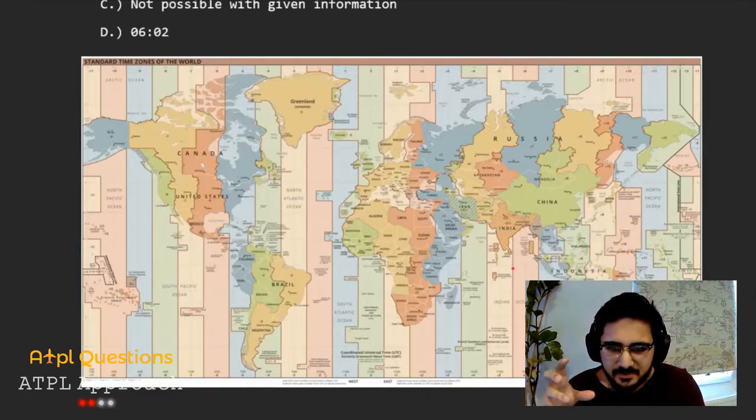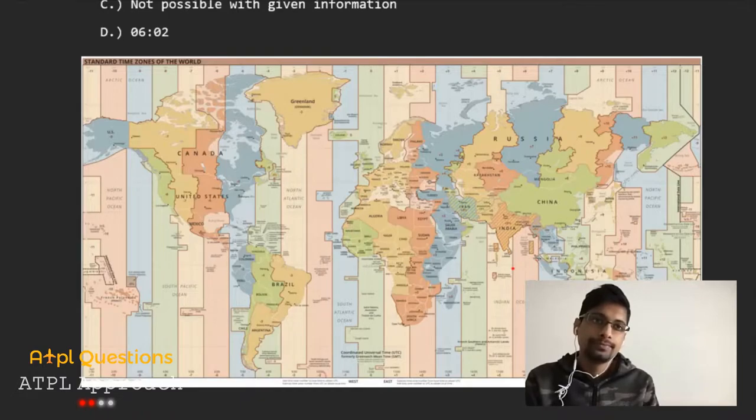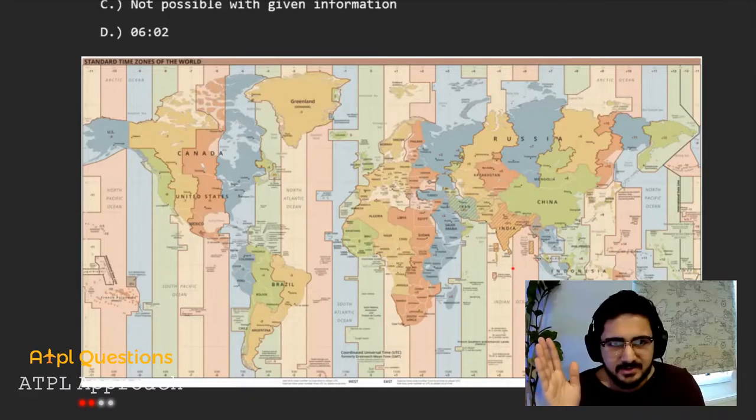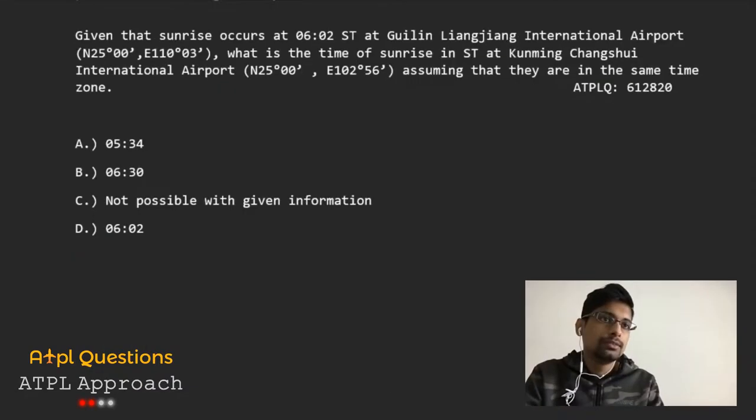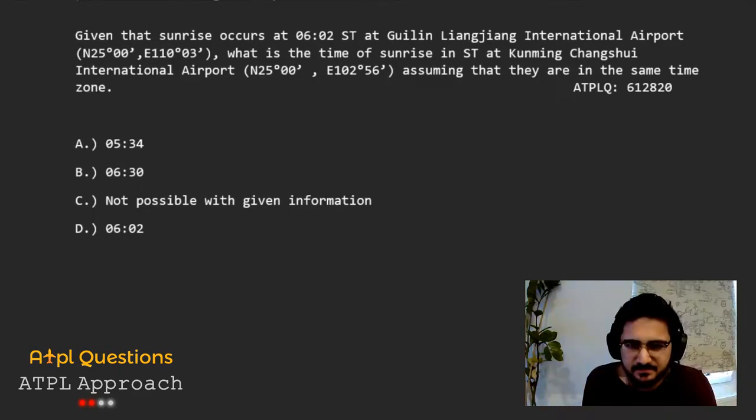The local mean time is actually like a spectrum. For example, I'm in London in the UK. The local mean time in London is going to be different to Birmingham. Birmingham is slightly to the west, and it's going to be a few minutes off the local mean time. So you want to know what time the sunrise would be in standard time. Yeah, in standard time.